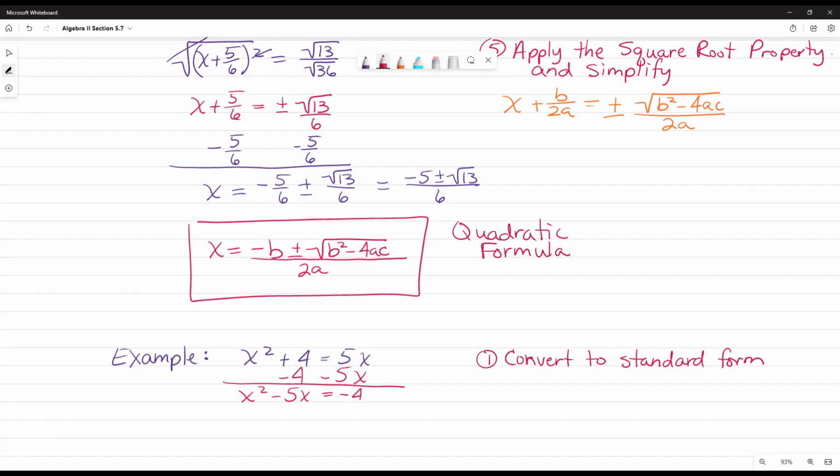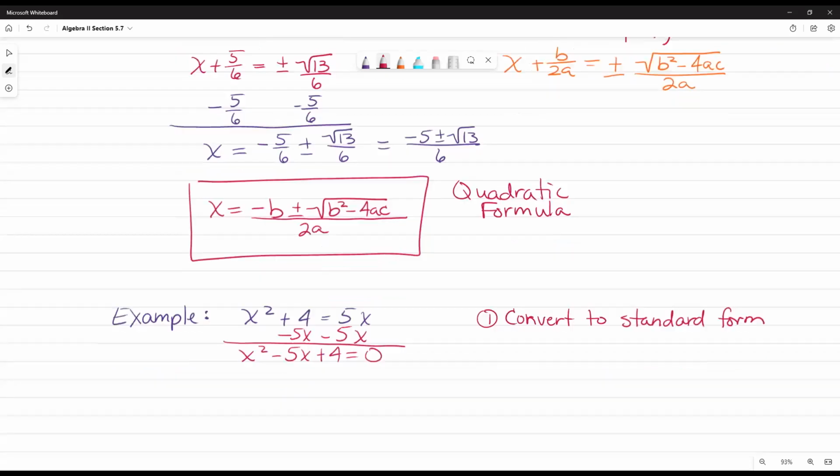Hold on. Do we need to move the 4? What's standard form? Equals 0. So no, we do not need to move the negative 4. We just need to move the negative 5x.